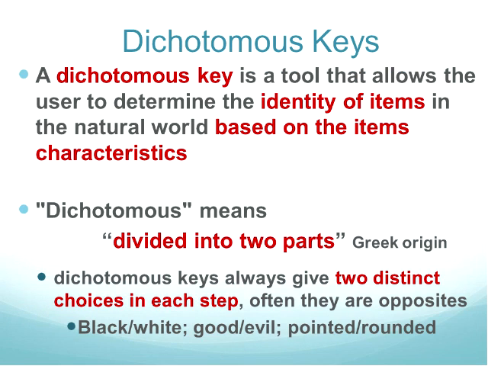Okay, so here's the actual definition. A dichotomous key is a tool that allows the user to identify items, plants, or animals in the natural world based on their characteristics, what they look like.